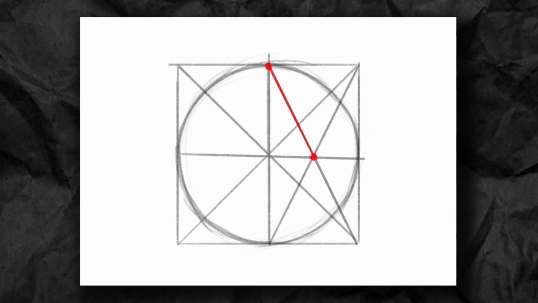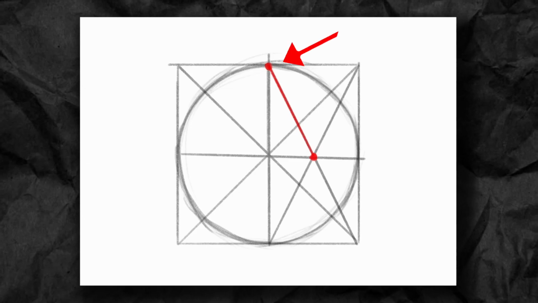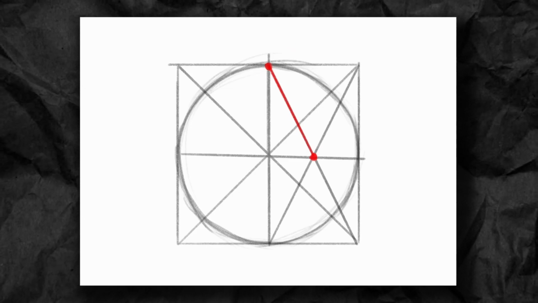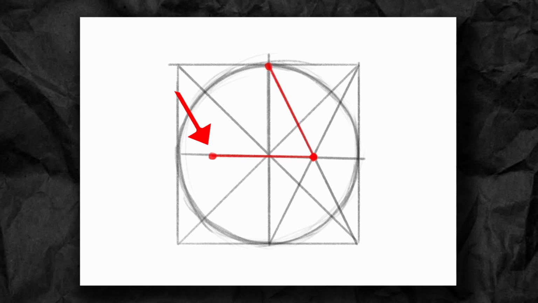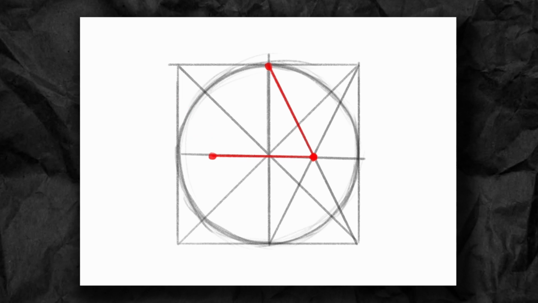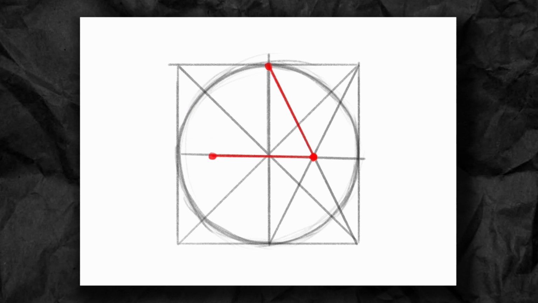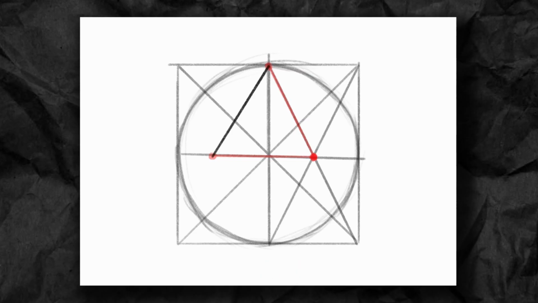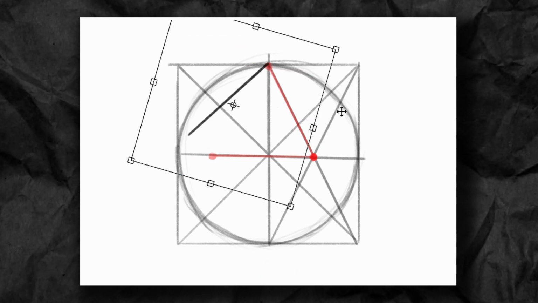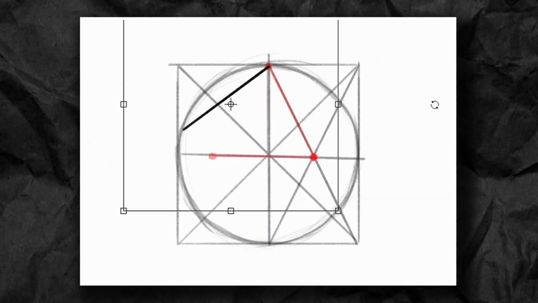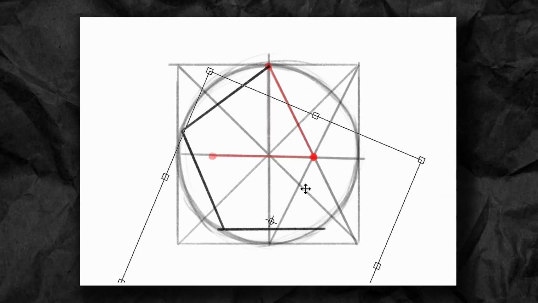Then, draw a line connecting the midpoint of the radius with the midpoint of one of the sides of your square. Measure the length of this line and mark the point on the diameter of your circle that is found at the same distance from the midpoint. Finally, connect the 2 points, measure the distance, and starting from the top, mark 5 points on the boundary of your circle and connect them.